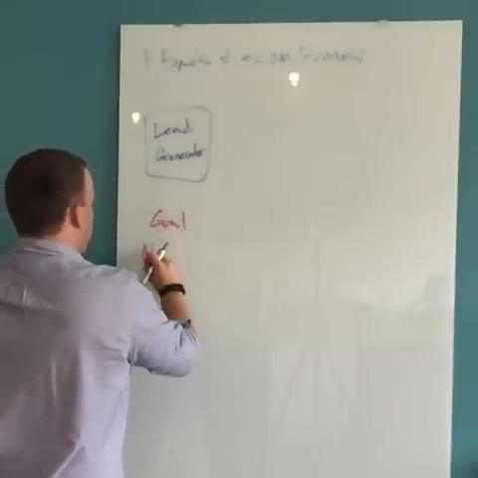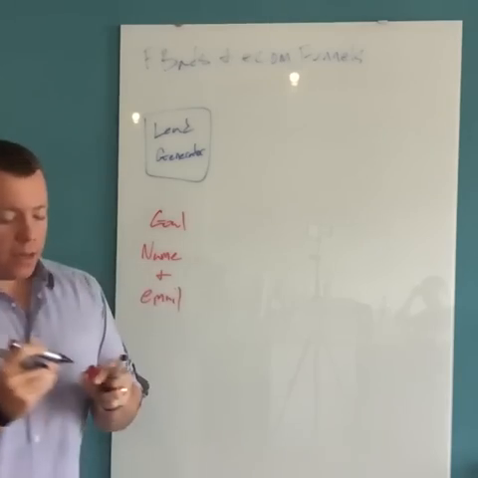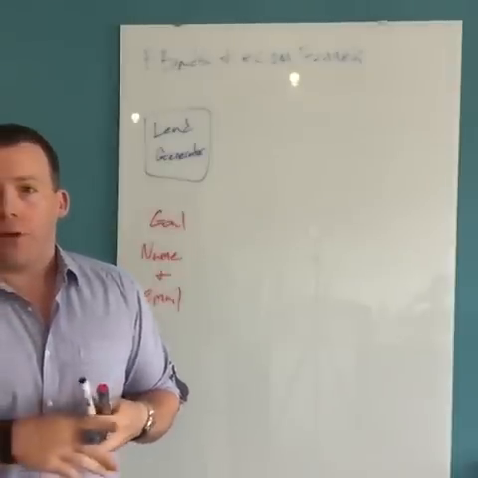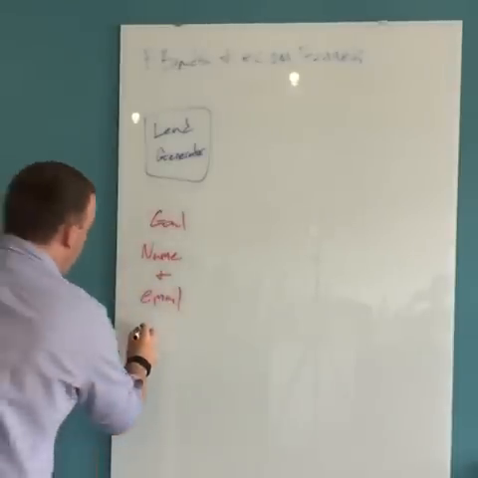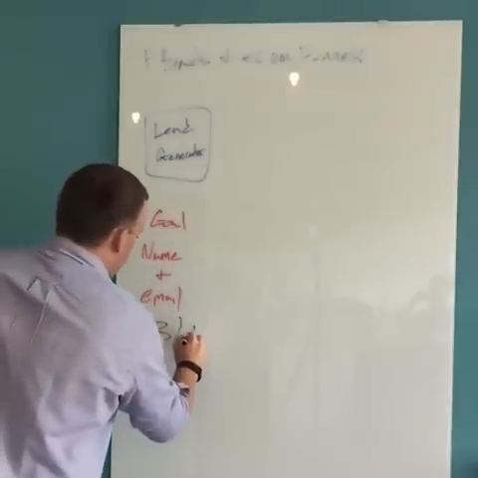Goal is a name and an email. And typically, among the different niches we're in that we're running lead generator traffic to, the cost per lead for the name of the email is about $3. And yes, it varies, but we're paying about $3 per lead.